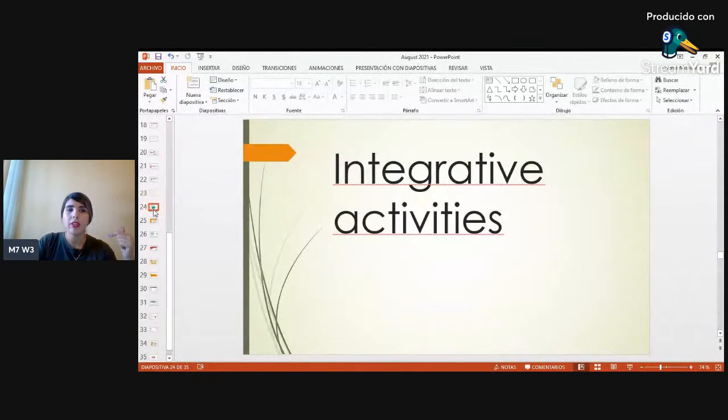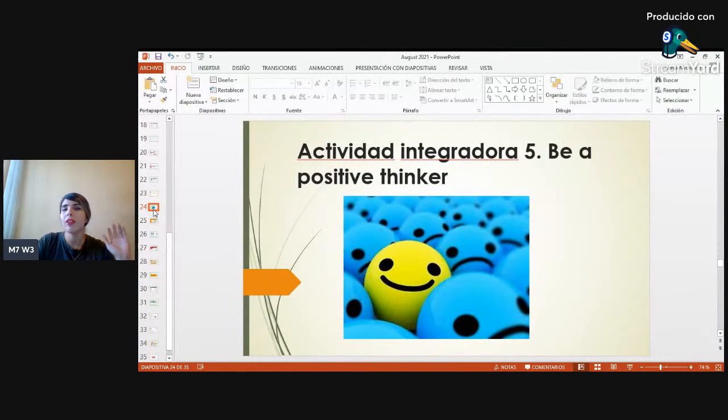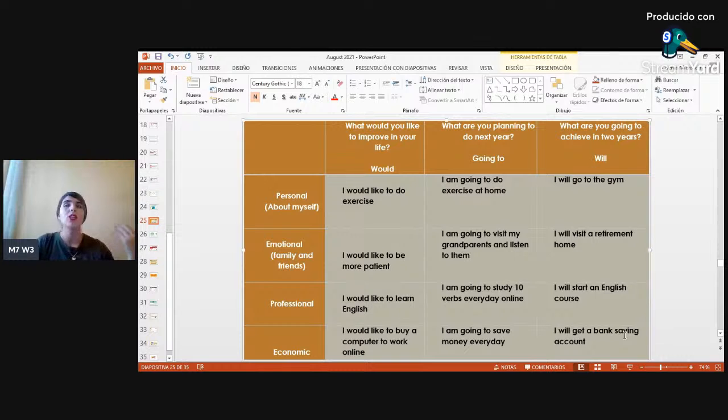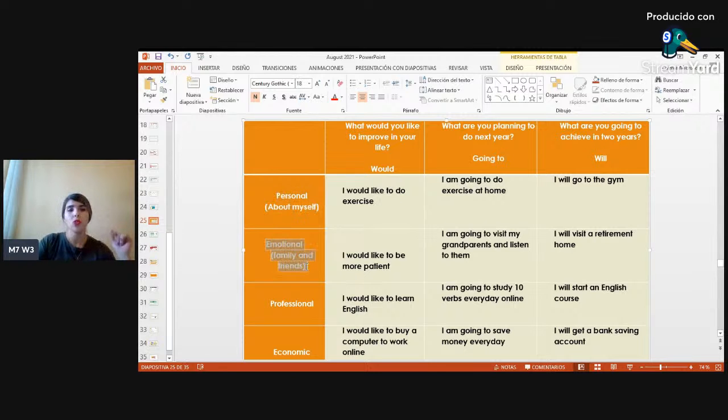We have interactive activities, and in this one, we have different stickers. So you have to fill this chart with some things you want to achieve. For example, we have different categories: personal, how about yourself, emotional, with your family and friends, professional. These categories need a plan or a goal or something you want to achieve. So we have to start by answering these questions, like, what would you like to improve in your life? So in this line, you're going to try to use would.